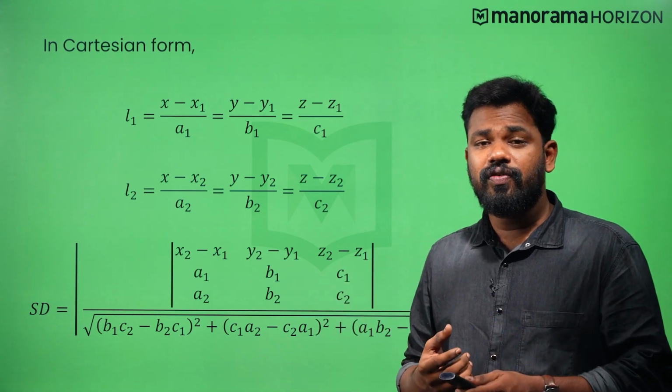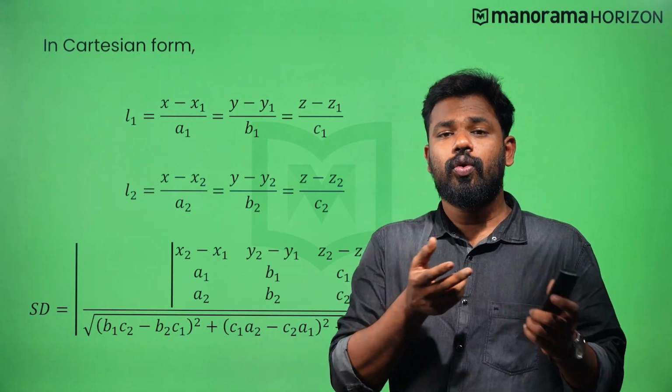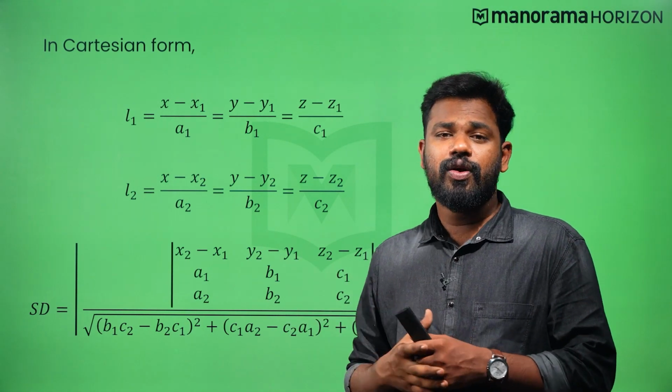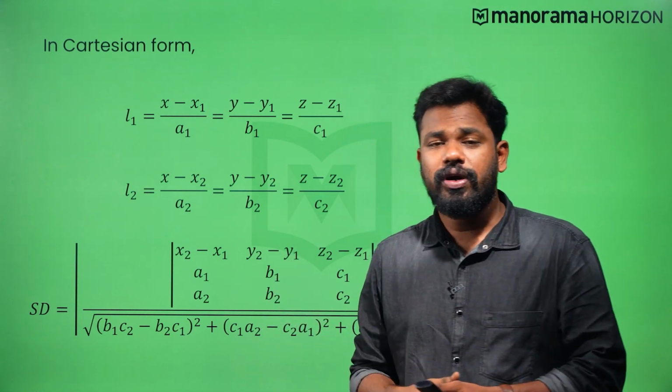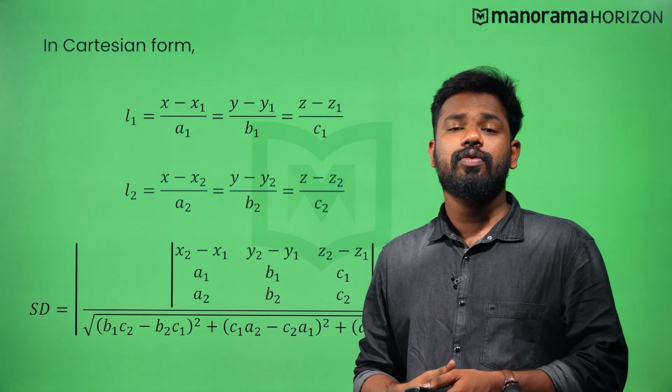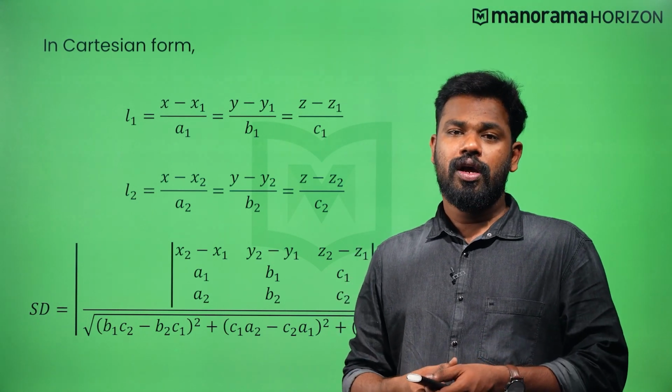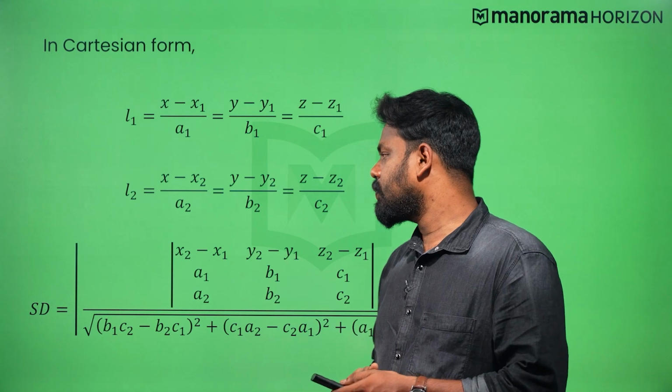So you can either convert the Cartesian form first into a vector form, and usually find out the distance using the previous formula that we have studied, or you can use even this one directly. So anyway, you will be getting the shortest distance between two given lines L1 and L2.